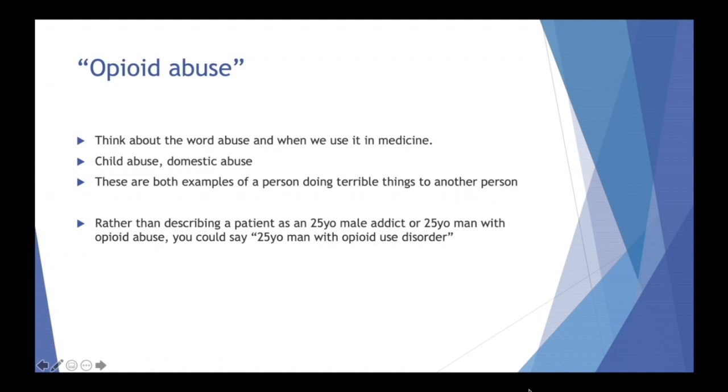I want you to think about the word abuse and when we use it in medicine. The common phrases are child abuse and domestic abuse. These are both examples of a person doing terrible things to another person. So rather than describing a patient as a 25-year-old addict or a 25-year-old man with opioid abuse, you could say 25-year-old man with opioid use disorder. For illicit drugs, you can use use or use disorder. And for prescription medications, non-medical use or use other than prescribed.